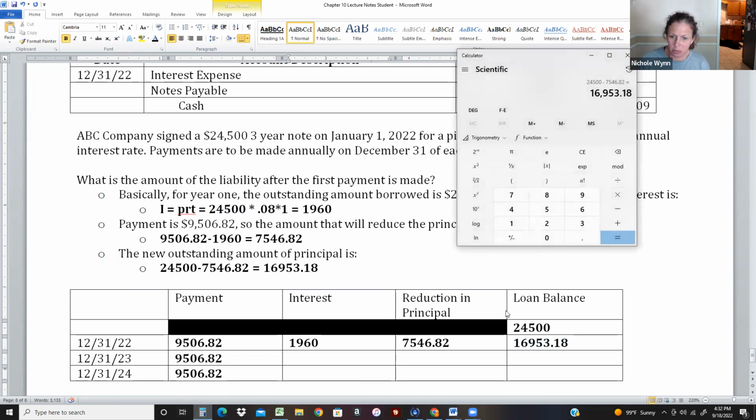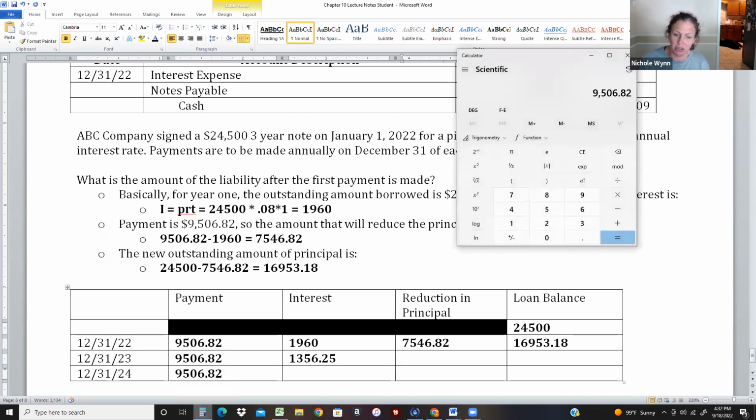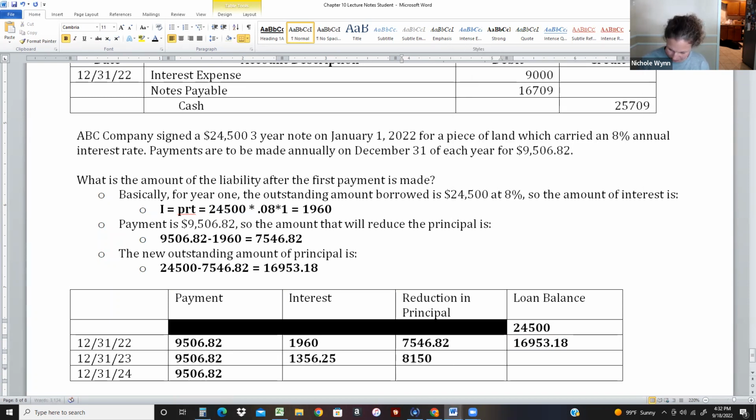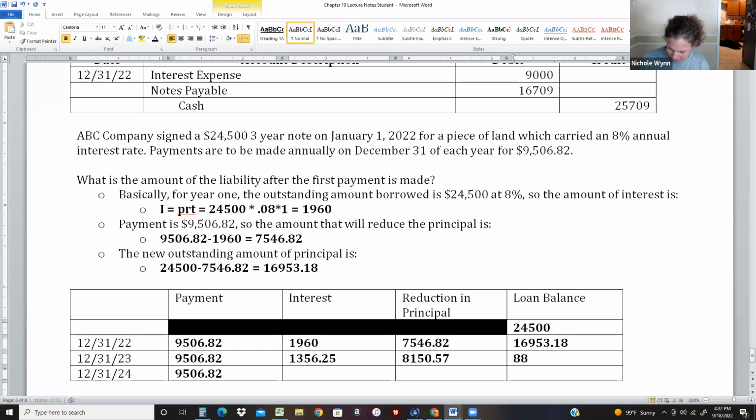Okay. So we're going to take 16,953.18 times 0.08 and the next payment 1356.25 goes to interest, the rest goes to principal. So take 9506.82, 1356.25 goes to interest. So the amount that goes to principal is 8150.57. So now my loan balance goes from 16,953.18 minus 8150.57. So now my loan balance is 8802.61.